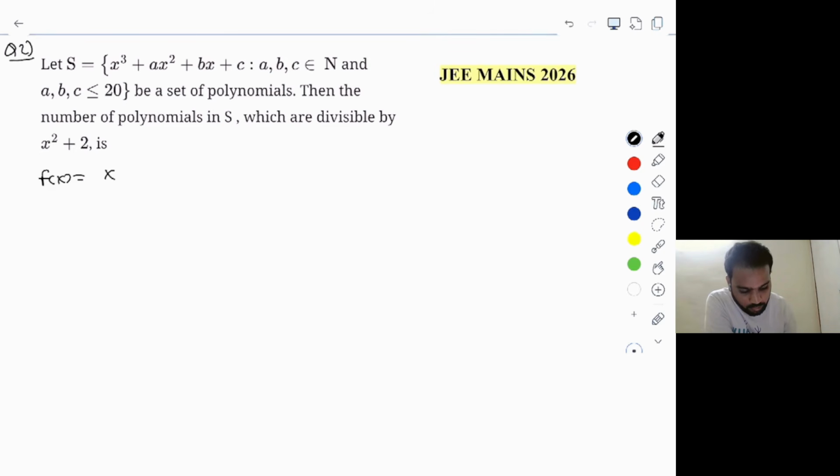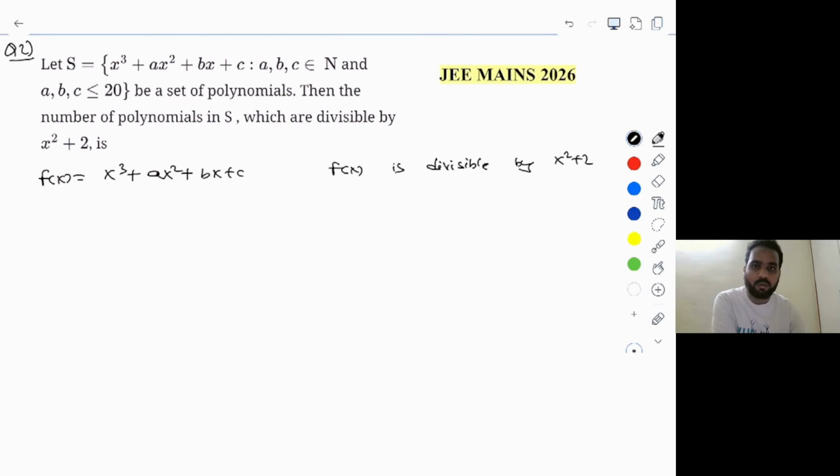f of x is equal to x cube plus ax square plus bx plus c. And they said that this polynomial f of x is divisible by the polynomial x square plus 2. So what is the meaning of that? That x square plus 2 is a factor of this polynomial f of x, right?